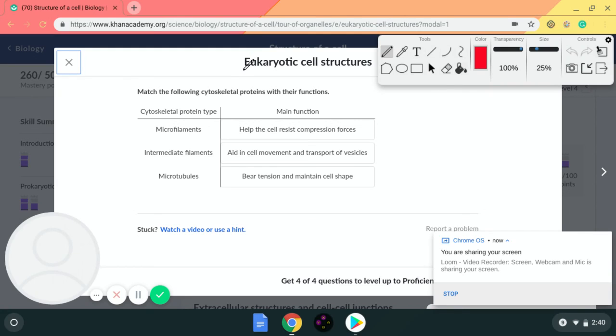And today we are going to be doing eukaryotic cell structures. Now I know what you're thinking. Didn't we do something like this before? No. I mean, we did talk about eukaryotic cells, but there's more. Alright, let's start from the beginning.